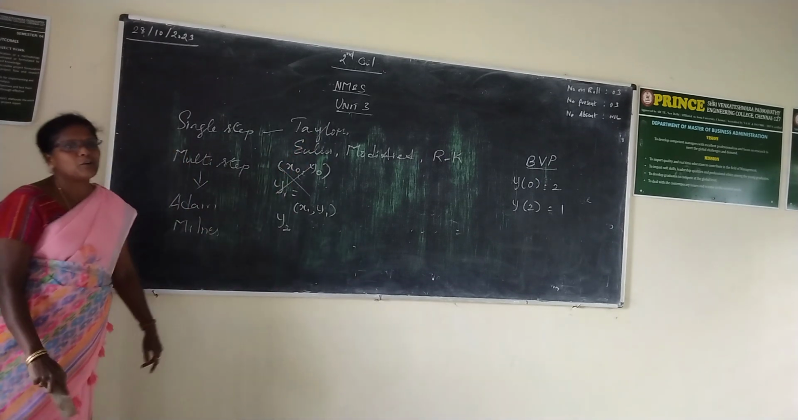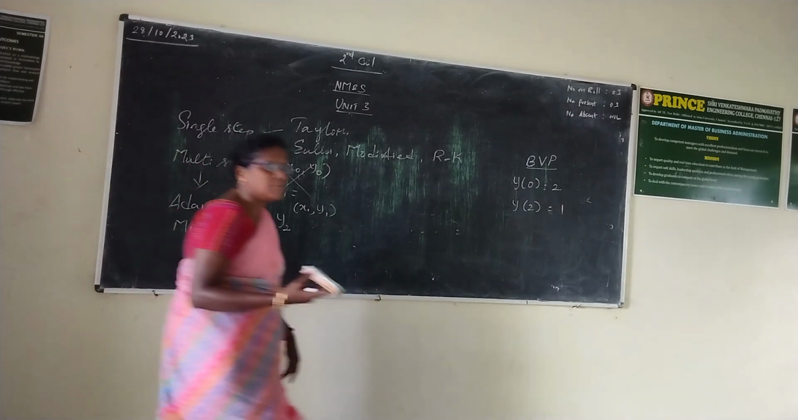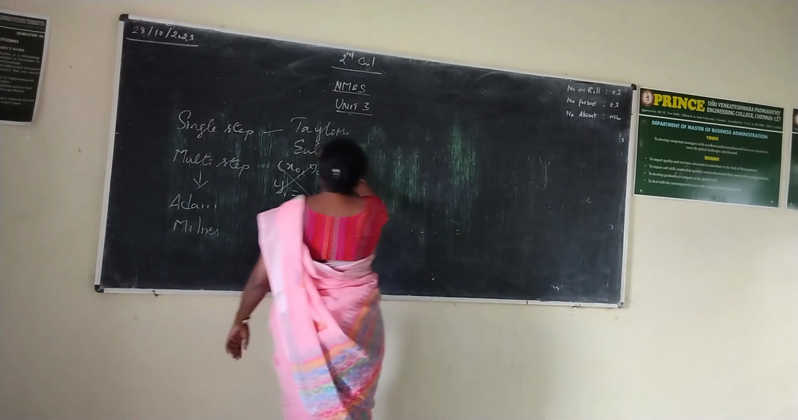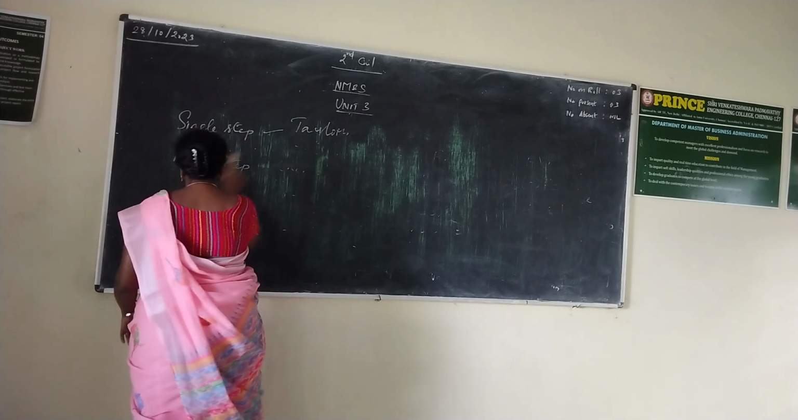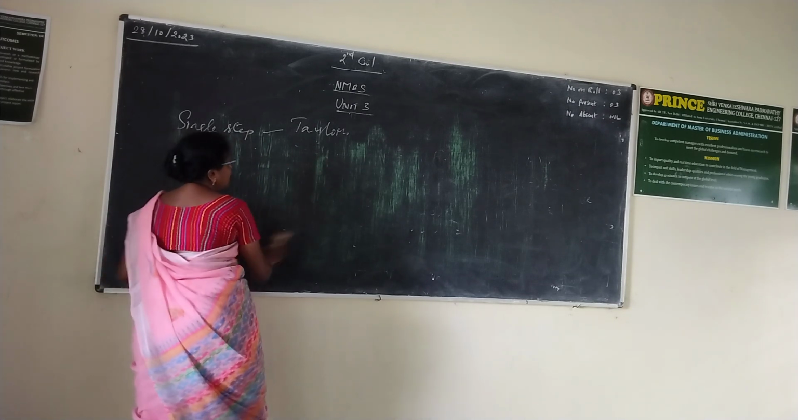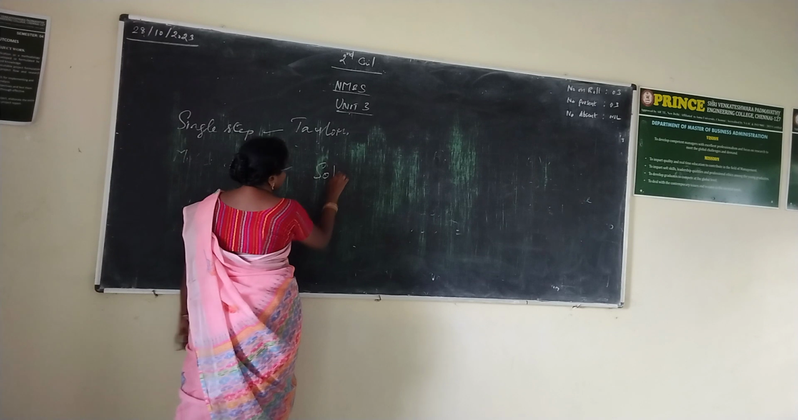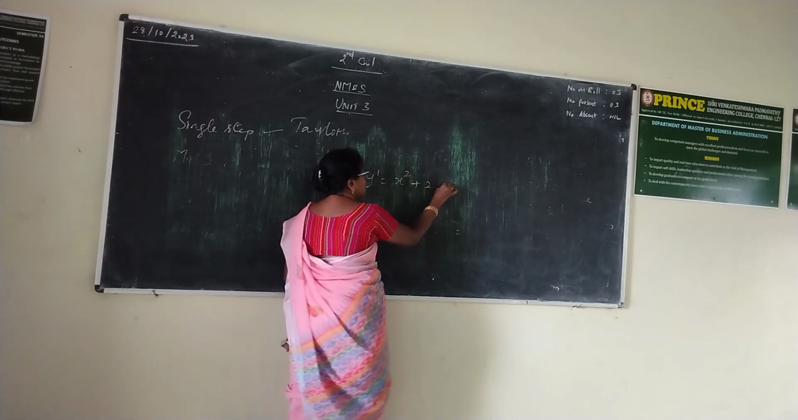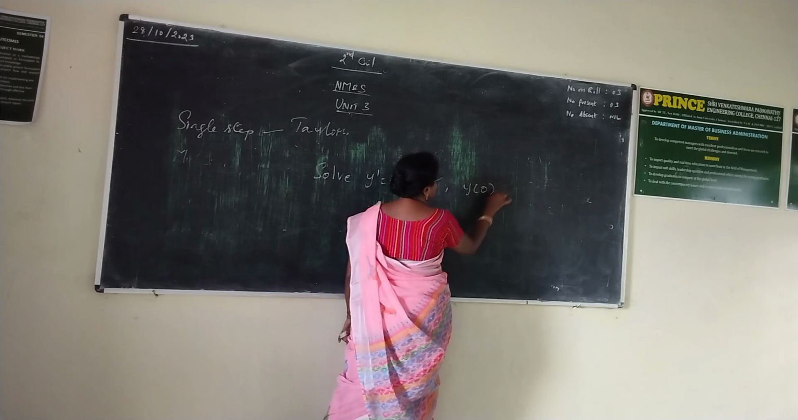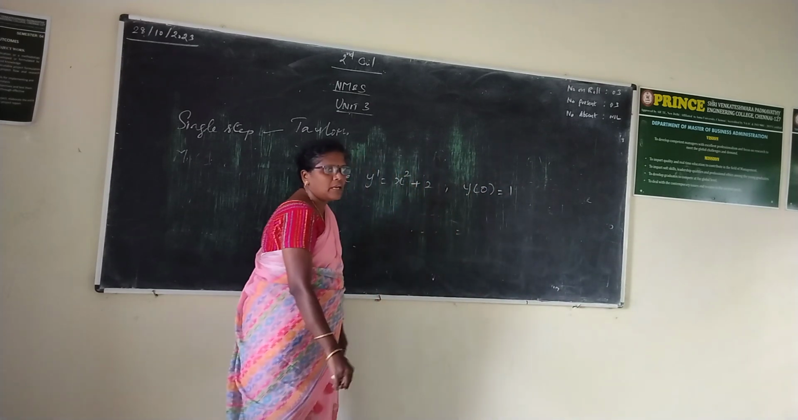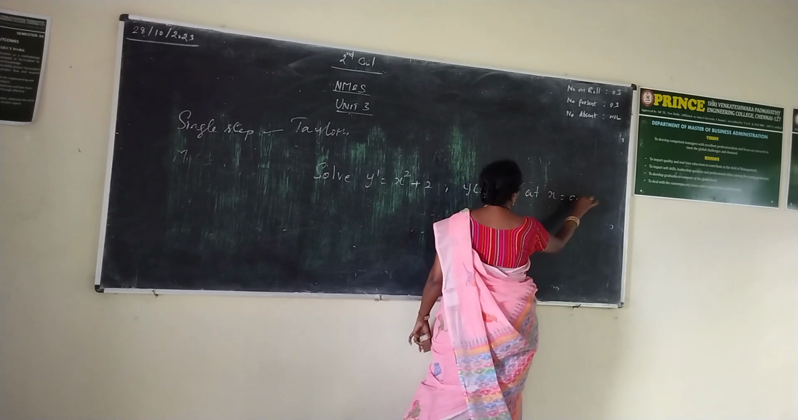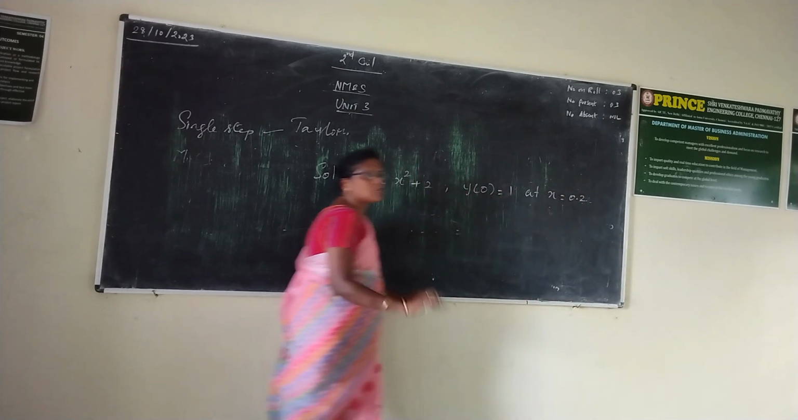For this you should know your differentiation. You need the help of differentiation to solve by Taylor series method. So you will be given a differential equation like this. Solve y dash is equal to x square plus 2, given y of 0 is equal to 1, at x is equal to 0.2. Some questions will be like this.